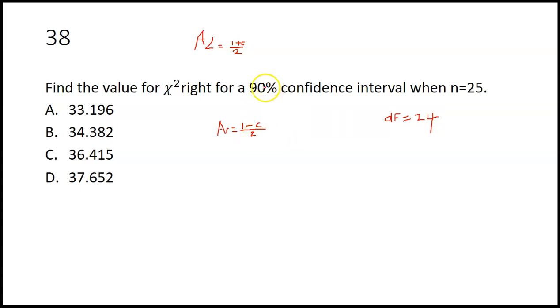So our c stands for the 90%, 0.9. Okay, so that gives us 1 minus c. So this small c stands for 90%, which is 0.9. So, 1 minus 0.9 divided by 2. That gives you what? 1 minus 0.9 itself gives 0.1, divided by 2 gives you 0.05. Okay, so we've got the area to the right to 0.05 and degree of freedom of 24.